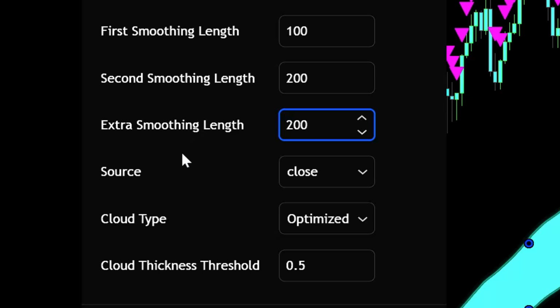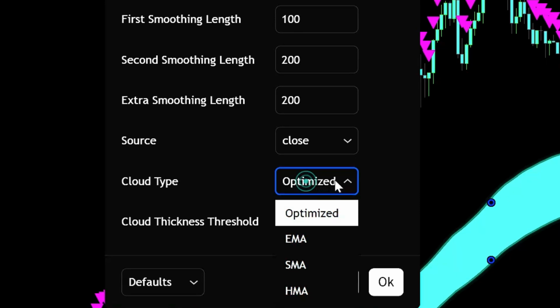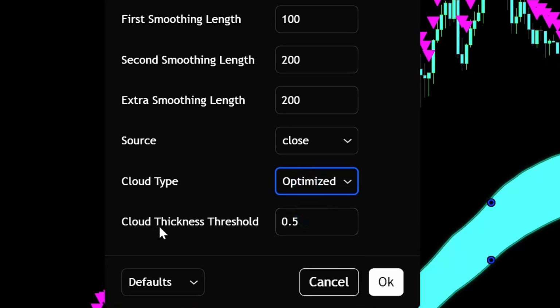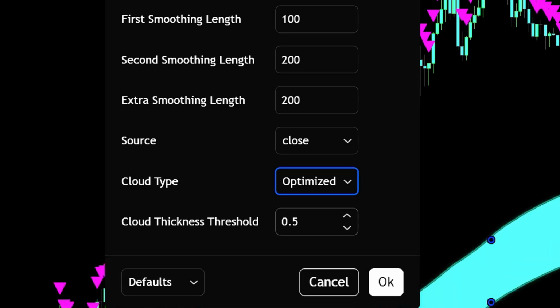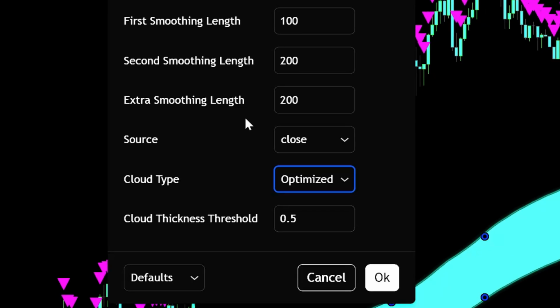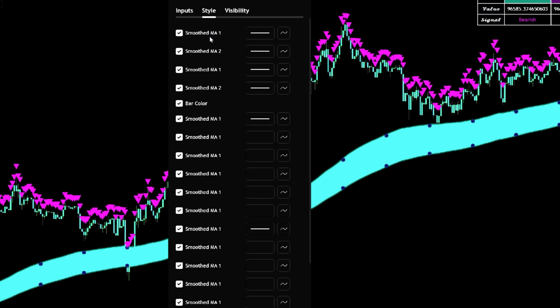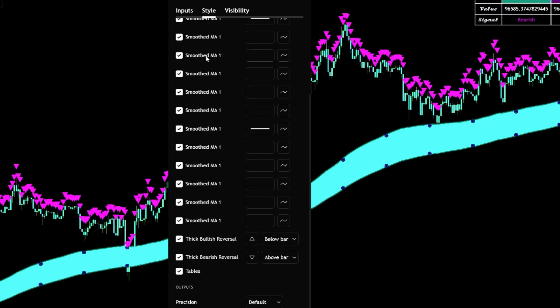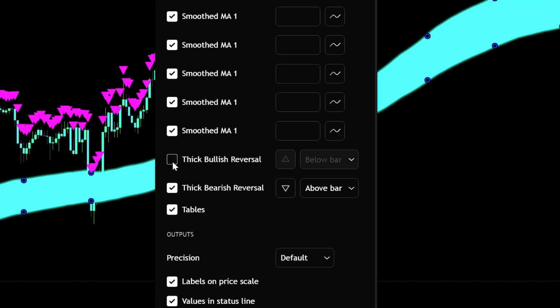Make sure the source is close. That just tells it to look at the closing price of each candle, and cloud type to optimize. It's like telling it to use the best judgment. And to make it look a bit cleaner, we're gonna set the cloud thickness to 0.5, so it's not too overwhelming. Finally, in the style tab, we're turning off those thick reversal things. They're just visual clutter and we don't need them. We're streamlining, making it easier to see what's really important.